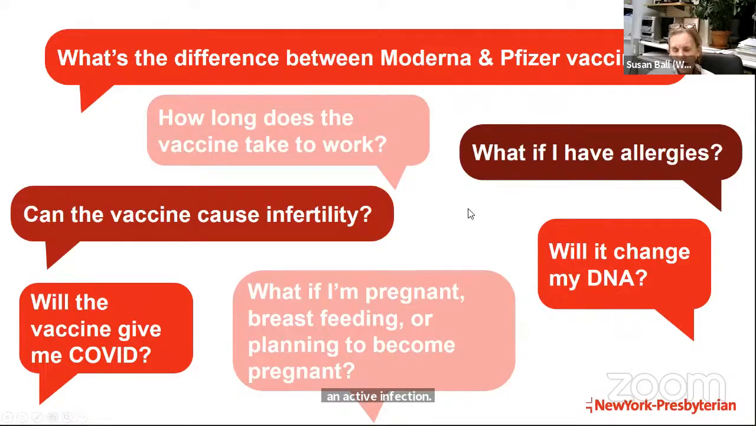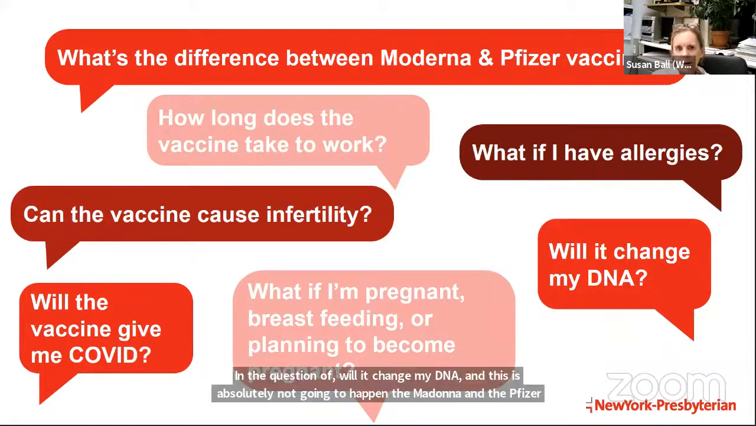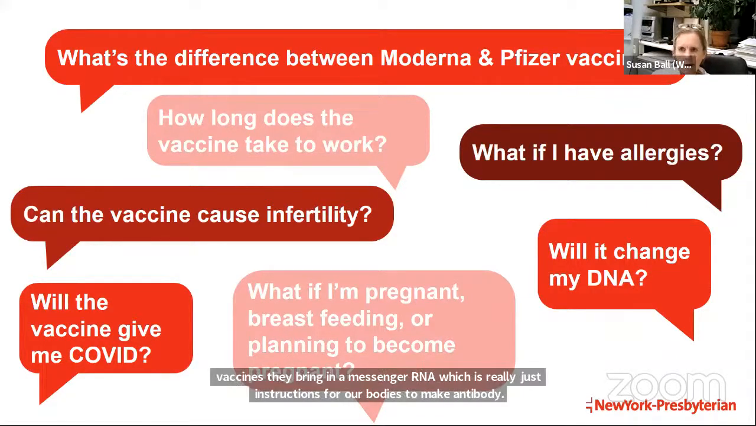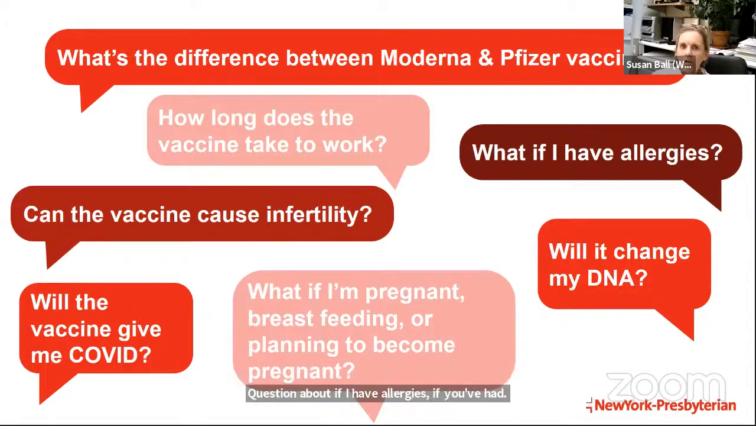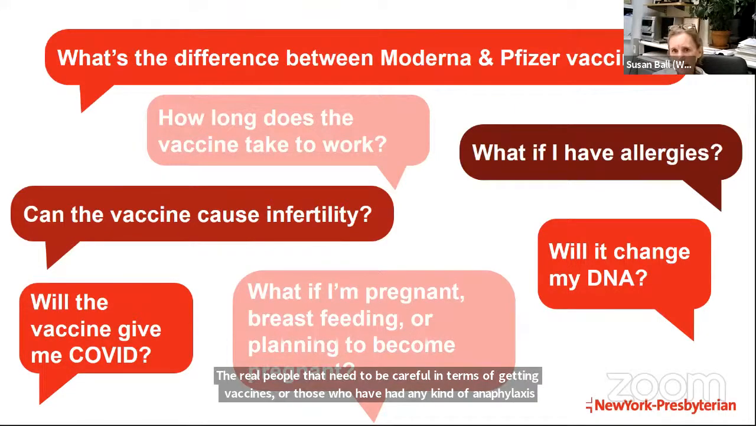The question about if I have allergies: the real people that need to be careful in terms of getting vaccines are those who've had any kind of anaphylaxis reaction to a vaccine. Those people really need to talk to their doctors about what kind of reaction they've had. The other issue is a lot of people can't take the flu shot because of the egg component of one of the carriers of the flu vaccines, and so people who have egg allergies can't get vaccinated. Moderna and Pfizer do not have anything in those components, nor do they have any latex or preservatives.